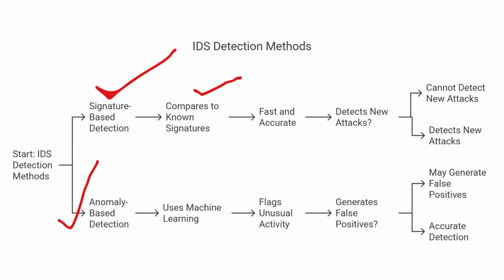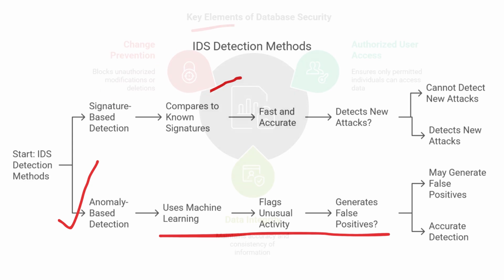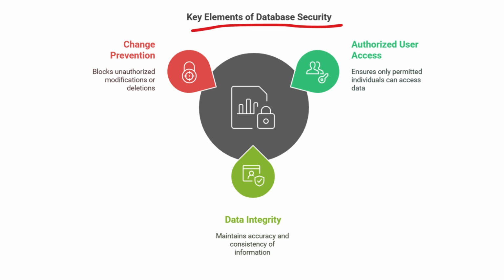Flags traffic that deviates from normal behavior. Can detect new, zero-day attacks, but may generate false positives. For example, if an employee suddenly starts accessing thousands of files in 1 hour, an anomaly-based IDS would flag this as suspicious. We will now discuss database security and access control.